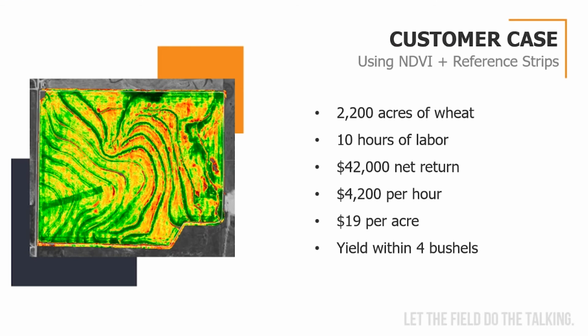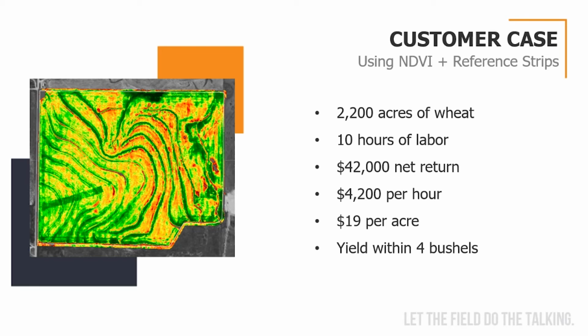So what does this method look like in action? Here's an example of a grower out in Kansas who spent a total of about 10 hours putting out reference strips or enriched strips and collecting GreenSeeker data. He had a net return of $42,000 because the SPNRC reduced the nitrogen rate based on the response to the enriched strip. So the demand for nitrogen was less than what he usually applied year after year.